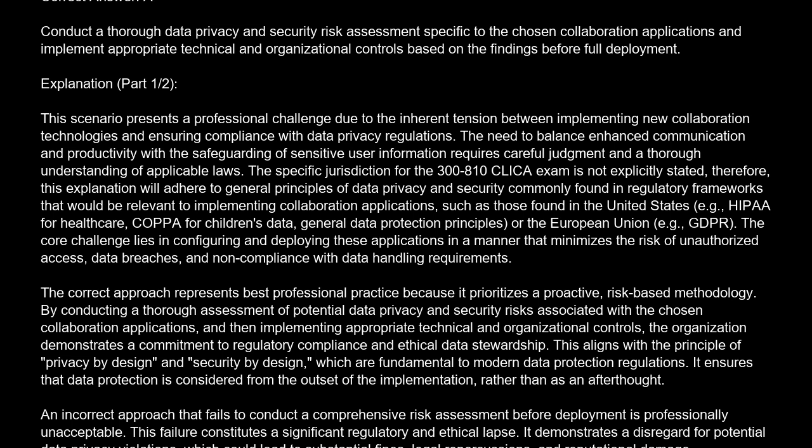The correct approach represents best professional practice because it prioritizes a proactive, risk-based methodology. By conducting a thorough assessment of potential data privacy and security risks associated with the chosen collaboration applications, and then implementing appropriate technical and organizational controls, the organization demonstrates a commitment to regulatory compliance and ethical data stewardship. This aligns with the principle of privacy by design and security by design, which are fundamental to modern data protection regulations. It ensures that data protection is considered from the outset of the implementation, rather than as an afterthought.